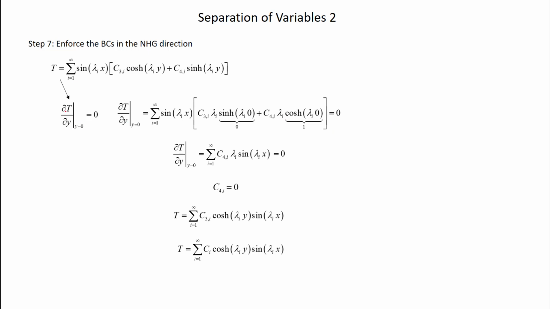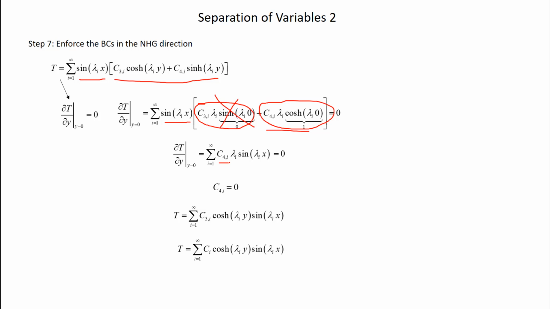So that's just substitution. I take the derivative of this series, term by term, with respect to y. The sine of lambda i x stays the same. Then I take the derivative of each of these terms. The derivative of cosh is sinh, so that's what I have here, and the derivative of sinh is cosh, so that's what I have here. I'm evaluating it at y equals 0. The sinh of 0 is 0, the cosh of 0 is 1. So this one goes away, and I'm left with just this term here.